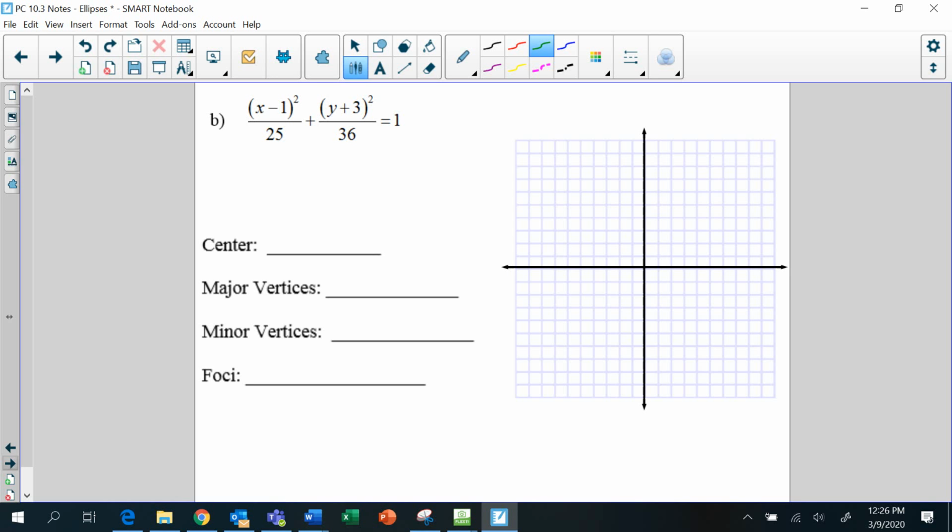Okay, so we're going to look at this example. Is it in the correct form? Yes. So where's the center?